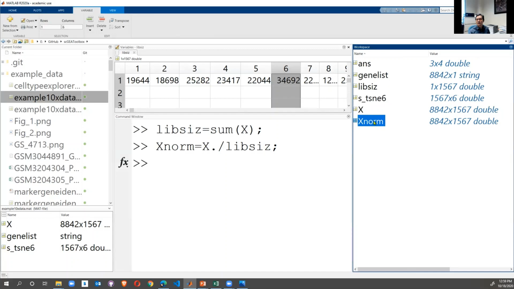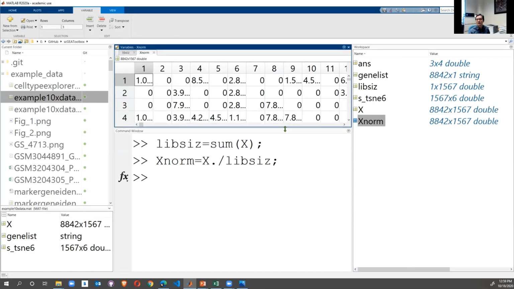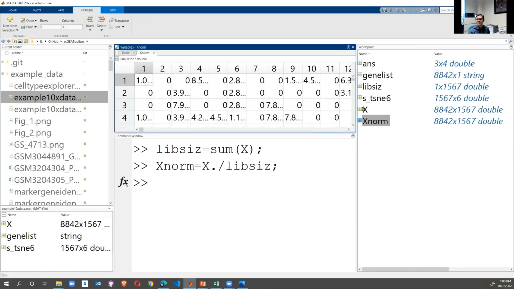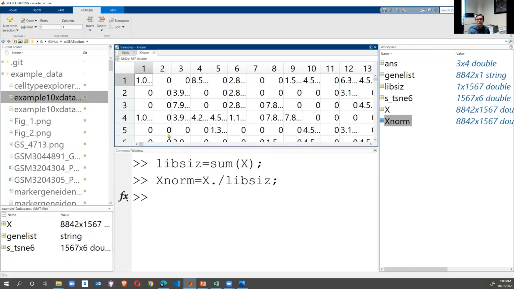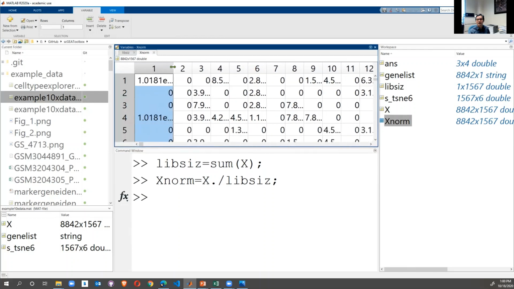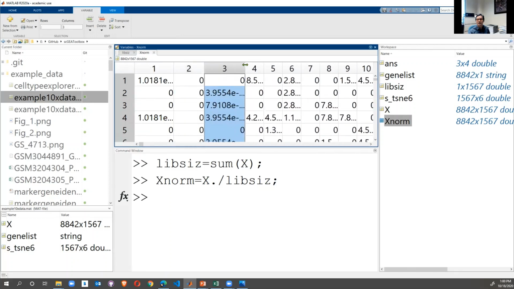And then double click, you will see the values are not integers anymore because they have been normalized by dividing by library size accordingly as a scaling factor. And then those are the normalized library size.